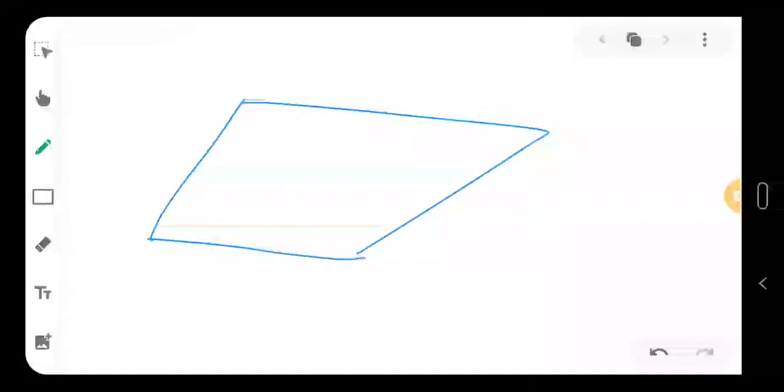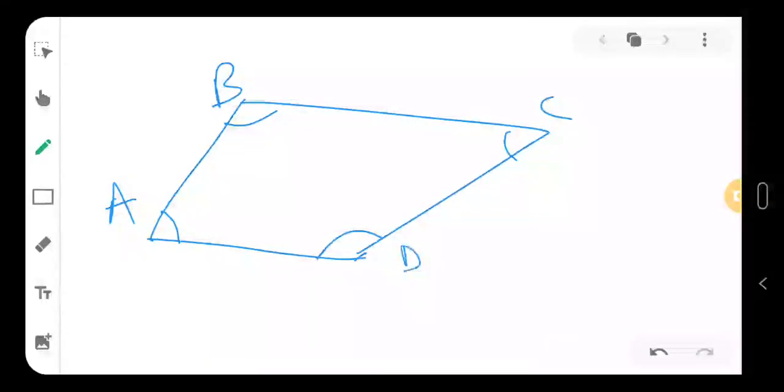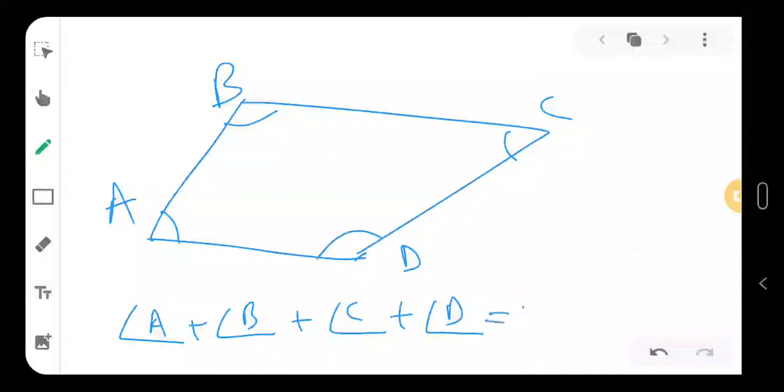Now talking about angles, we have learned that any kind of quadrilateral has 4 angles. The principle is that if we add all the angles A, B, C and D, so A plus B plus C plus D, the result will be 360 degrees. So the sum of all 4 angles in a quadrilateral is always 360 degrees.